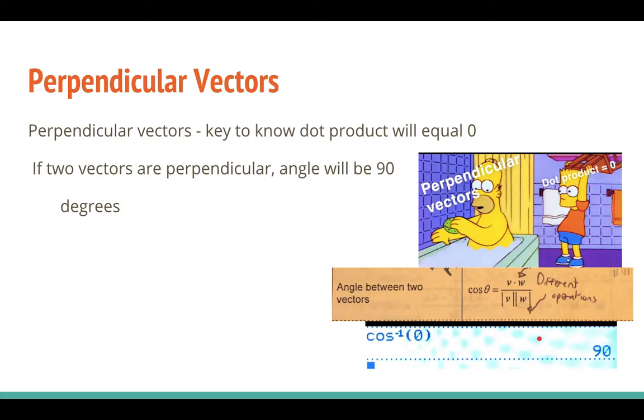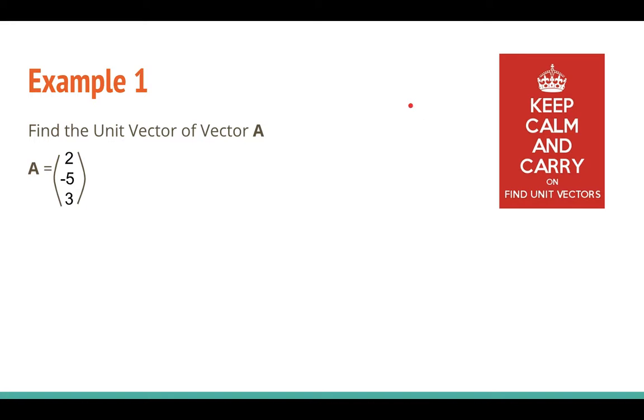Fairly simple to understand. It's for any set of perpendicular vectors. That's why no matter what, it's always going to happen. So in example 1, we want to find the unit vector of vector A.